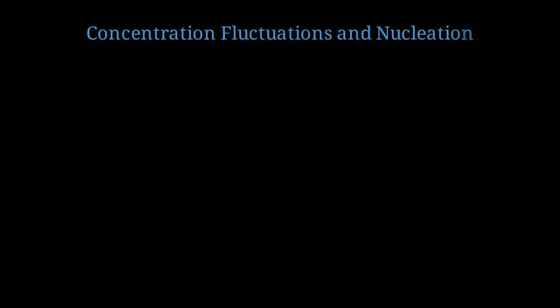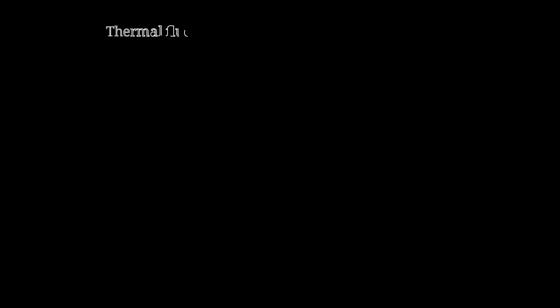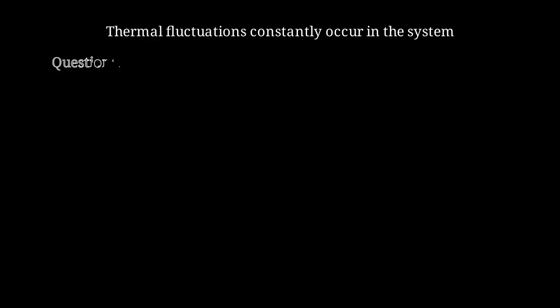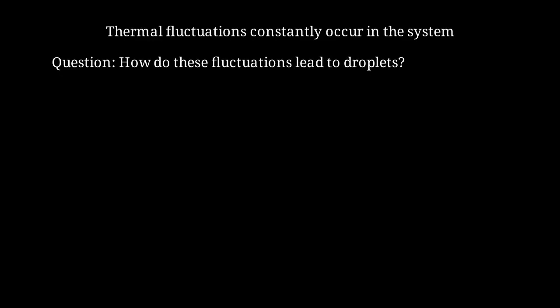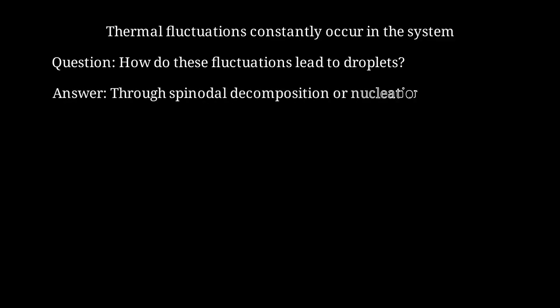Now let's discuss concentration fluctuations and how droplets actually nucleate and grow. At the molecular level, thermal fluctuations constantly cause local concentration variations throughout the system. But here's a question. How do these tiny fluctuations lead to macroscopic droplets? The answer depends on how deep we are in the phase diagram. There are two mechanisms: spinodal decomposition and nucleation and growth.